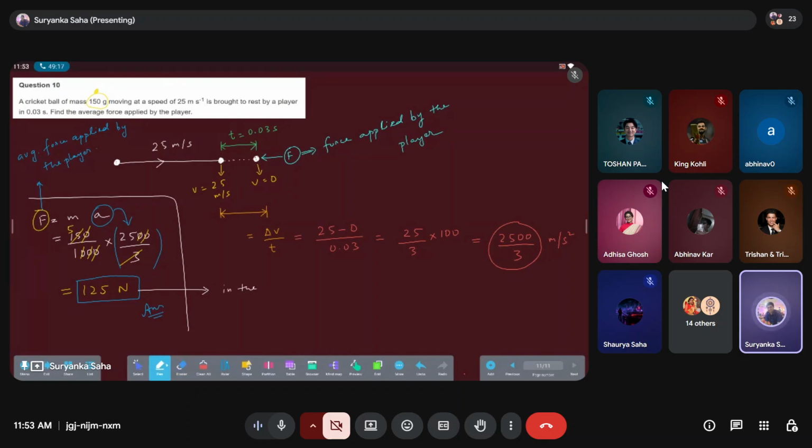In the opposite direction of the motion of the ball. Okay, that's it. Chalo, next question. Shall I move on to the next question? Okay, chalo.